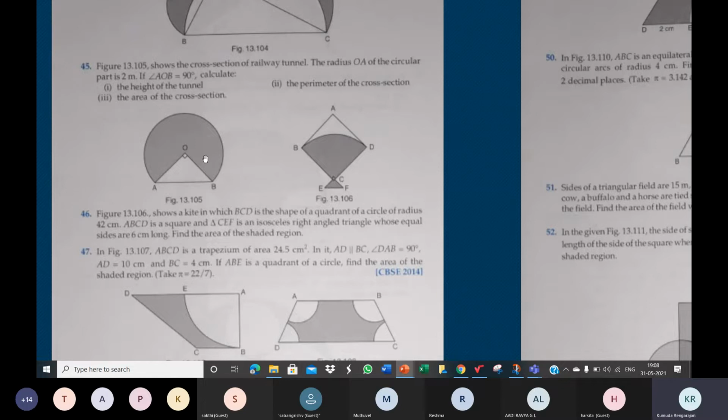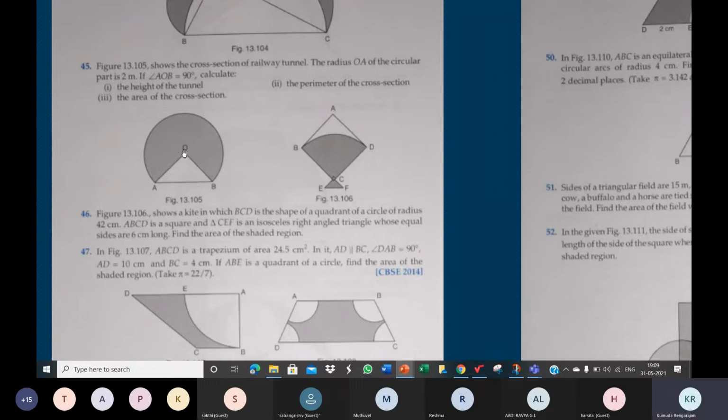The cross section of the tunnel will be like this. Now the perimeter of the cross section is the length of the line segment AB plus the length of the major arc. And then the area of the cross section is the area of the full thing. This entire thing is the cross section. So the area of the cross section is this full area. The perimeter of the cross section is AB plus the length of the major arc. And the height of the tunnel is this full height, the perpendicular height. This one is the height of the tunnel.